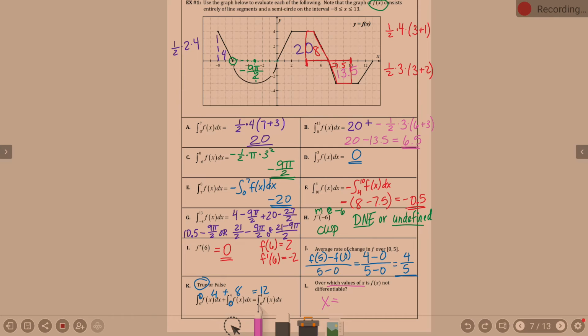-6, because it was a corner, right? It was a cusp, so we can't differentiate there. Can we say -8? We won't say -8. Okay, what did you say after -6? 0, I could go there. 2, got it. No, 5.